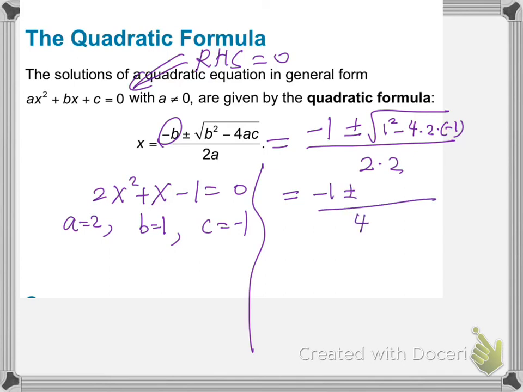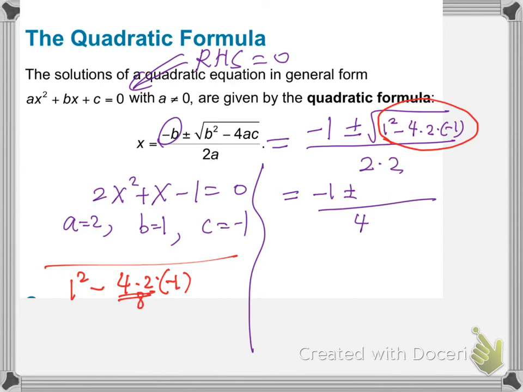So for the radical part, we need to simplify this, right? So what's under the radical sign? Let's put it here: 1 squared minus 4 times 2 times negative 1. So 4 times 2 is 8. So this is 8 times negative 1, negative 8. So 1 minus negative 8, so this is 9. So this is plus or minus radical 9.